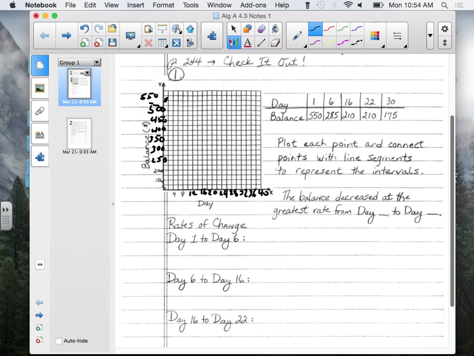So then we have 6, 285, so 6 would be in between 4 and 8. And then 285, 275 is between 250 and 300, so that'd be just above it. So like right there. And then you just keep doing that with all your other values. So 16 is 210. About right there. 2 is 210.